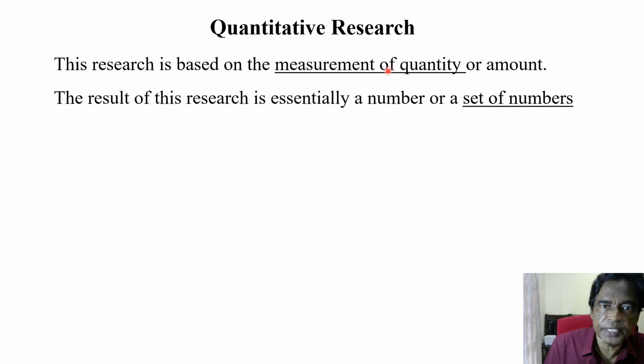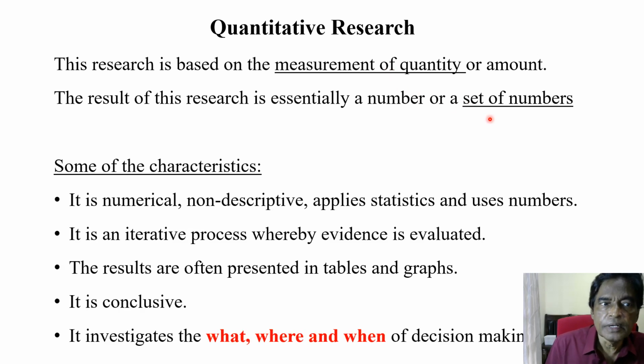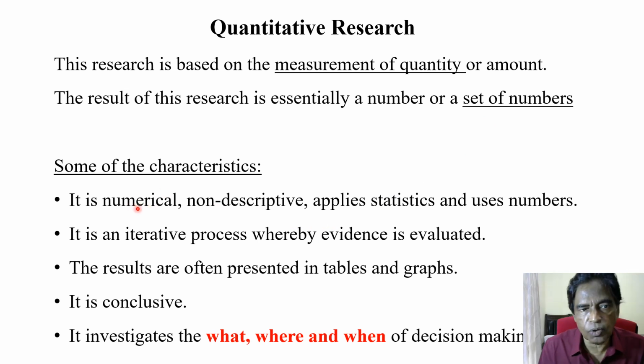Right, quantitative research is based on measurements of quantity, okay, numbers, set of numbers, right? Some of the characteristics are numerical. Example, you want to measure obesity of your respondents. We take the height, we take the weight, and use a formula. Numerically, we can say that's a BMI. It's not descriptive. Apply statistics and use numbers. Right? We compute BMI. So BMI 30, BMI 20, BMI 25, all are numbers. Let us interpret the numbers.